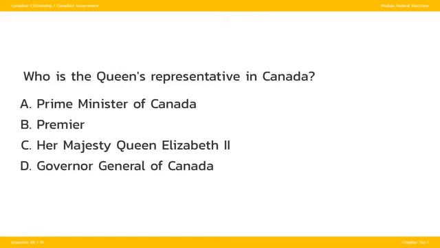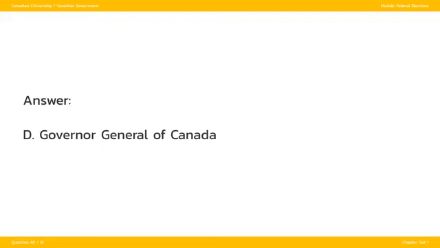Who is the Queen's representative in Canada? A. Prime Minister of Canada. B. Premier. C. Her Majesty Queen Elizabeth II. D. Governor-General of Canada. The answer is D. Governor-General of Canada.